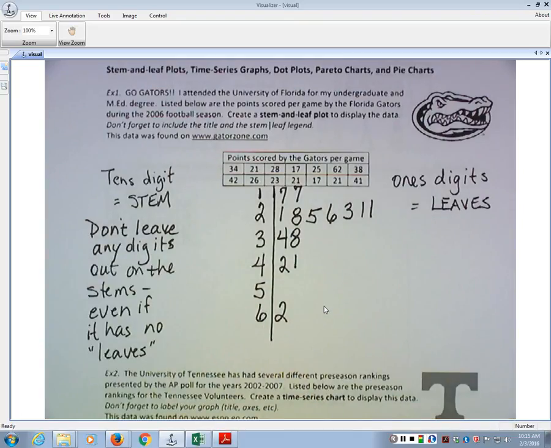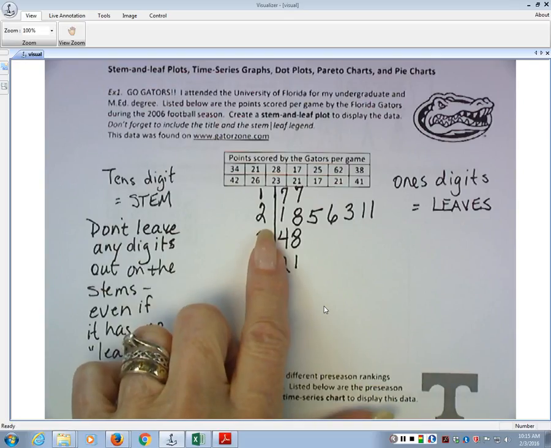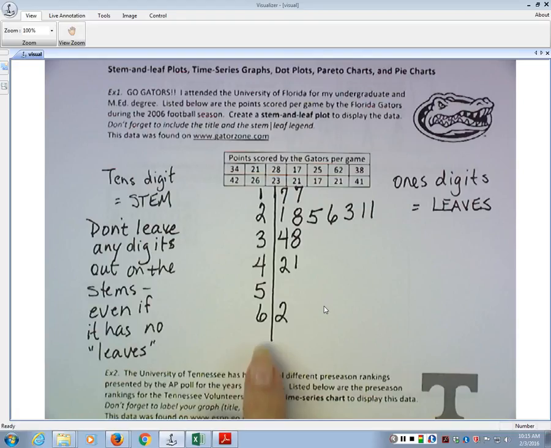Now what that graph does is it gives us an idea of the distribution of the data. We can tell that the modal category of the data is the 20s. And we can tell that 62 is pretty far away from everything else, so it has the potential to be what we might think of as an outlier.